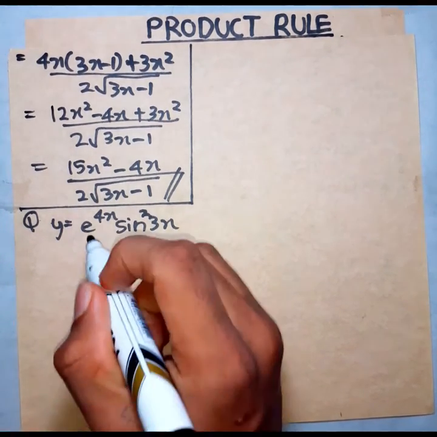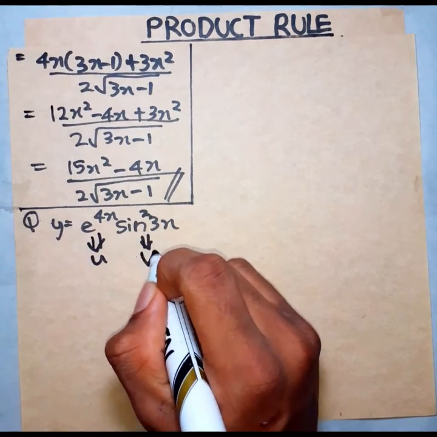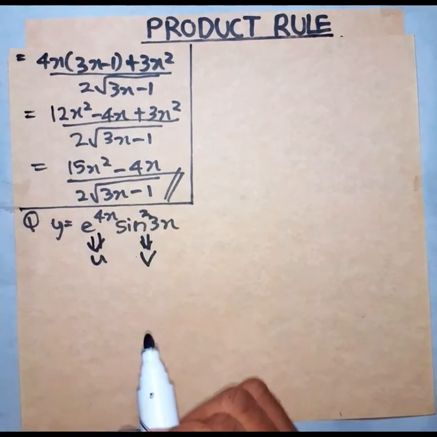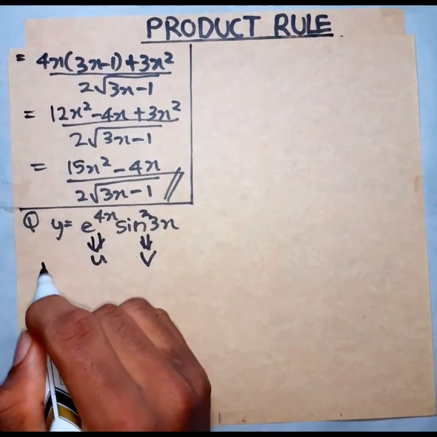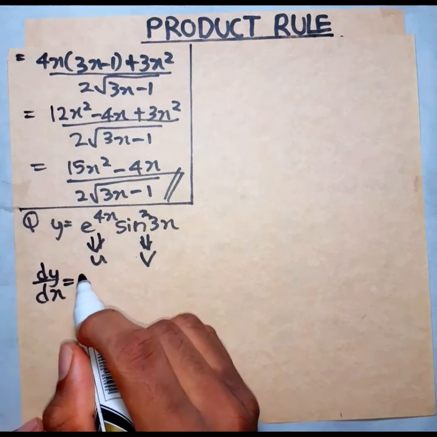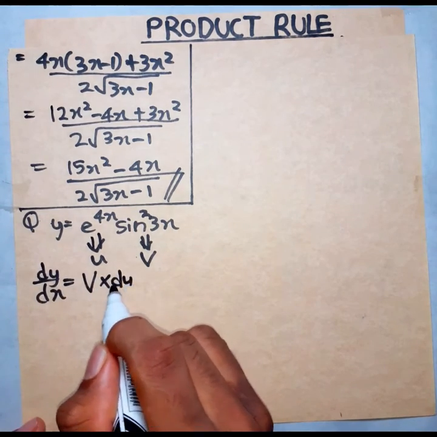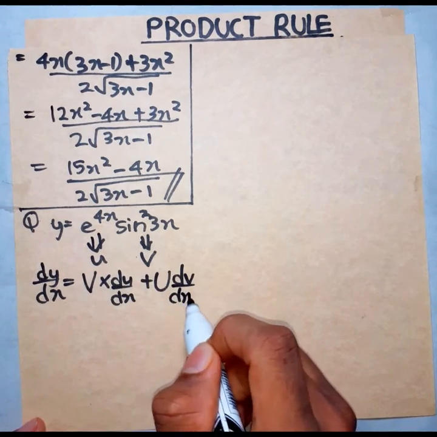So firstly we're going to label the two. This is going to be u and this is going to be v. Since it's a multiplication, we're going to use product rule now. So what we need to find, we'll just summarize and see. So dy by dx is going to be v into du by dx plus u into dv over dx.